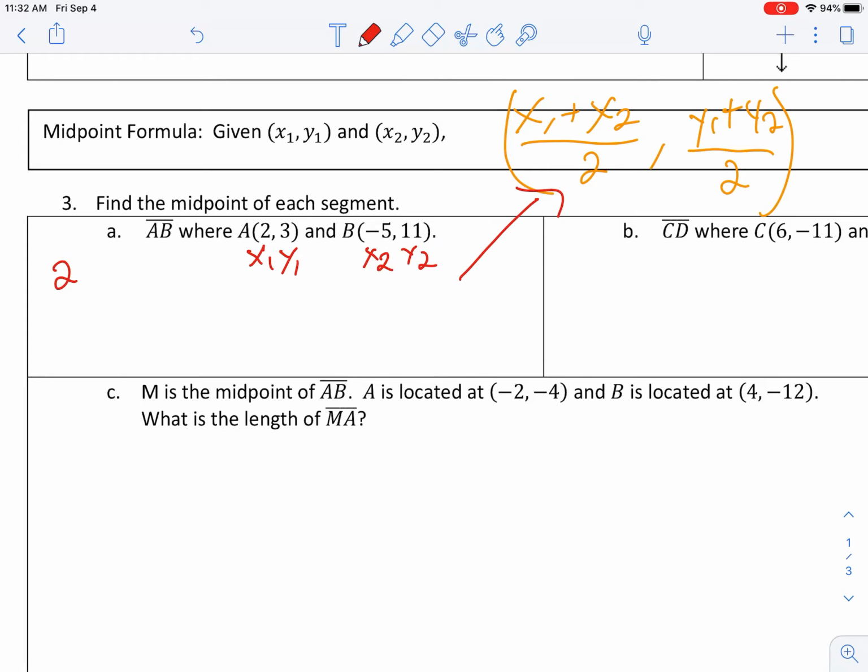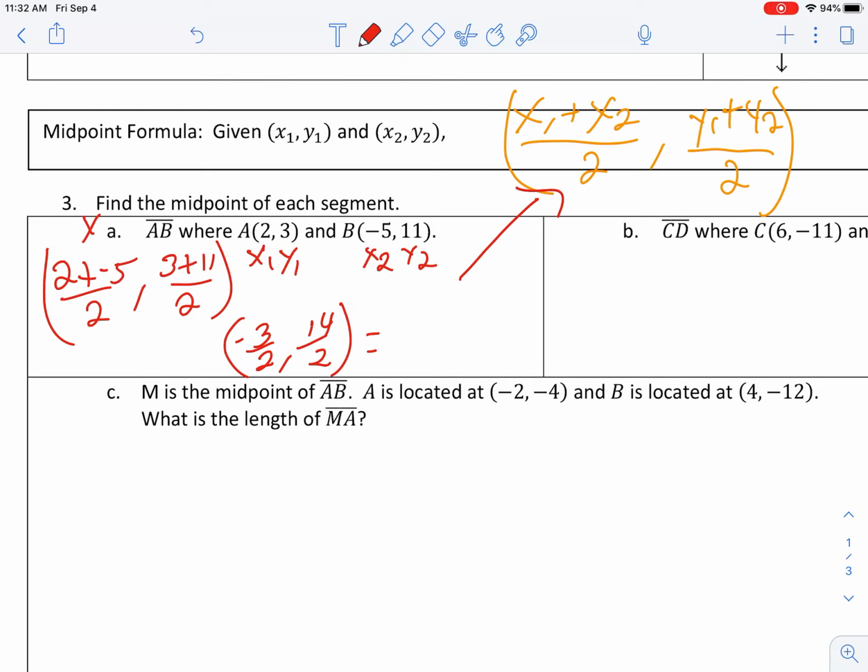So what do we have? Average of the x's is 2 plus -5, always divided by 2. This is going to give you your first x. And then for the y, we're going to do y1 plus y2. So 3 plus 11 divided by 2. So 2 plus -5 is -3 divided by 2. And 3 plus 11 is 14 divided by 2.